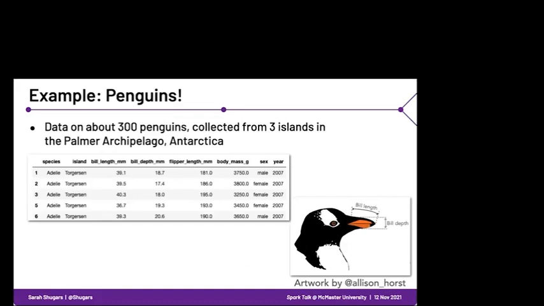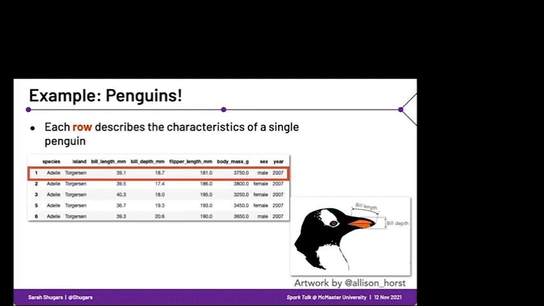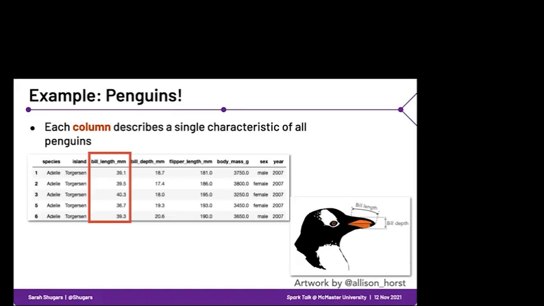And here's the data table that goes along with it. So again, each row describes the characteristics of a single penguin. So we know the species, what island it was found on, and then various physical measurements of these penguins. And each column describes a single characteristic of all penguins. So this column here is the bill length in millimeters, and it describes a vector, which gives us the bill length of all of these penguins.